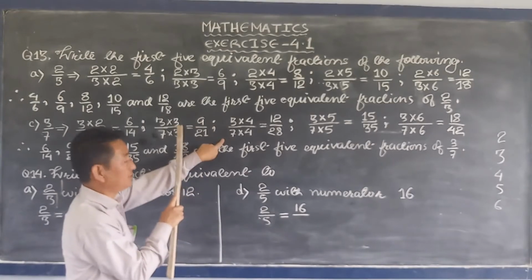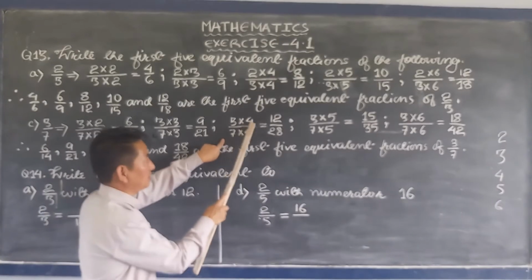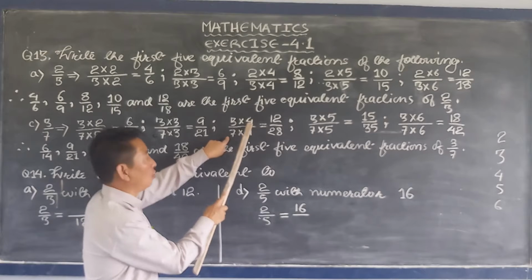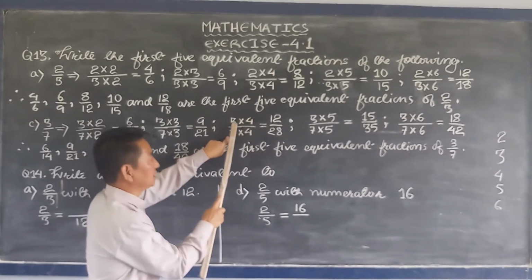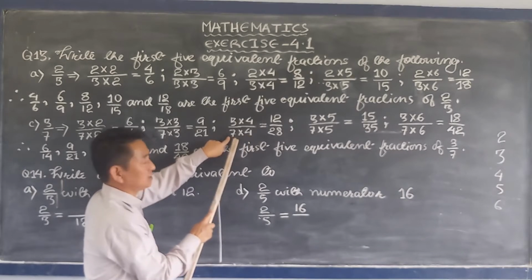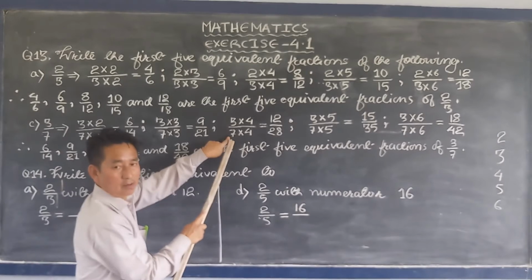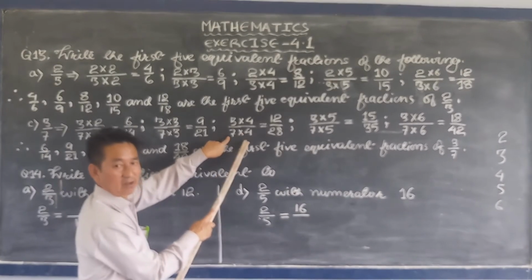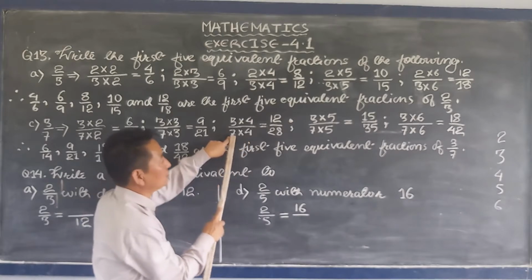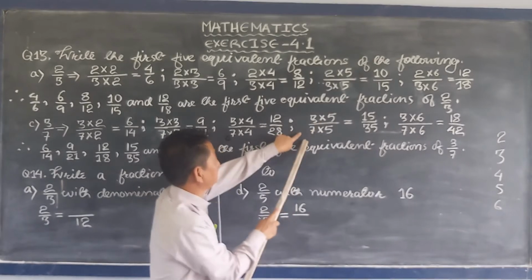Now what comes after 3? 4. So 3 by 7 is multiplied by 4. 4 3s are 12. Now 7 into 4: 4 1s are 4, 4 2s are 8, 4 3s are 12, 4 4s are 16, 4 5s are 20, 4 6s are 24, 4 7s are 28. Again we write 3 by 7.